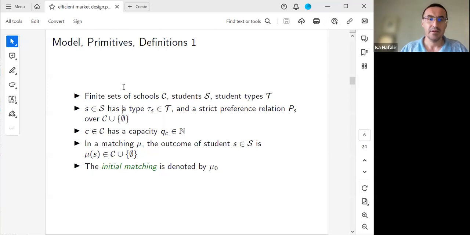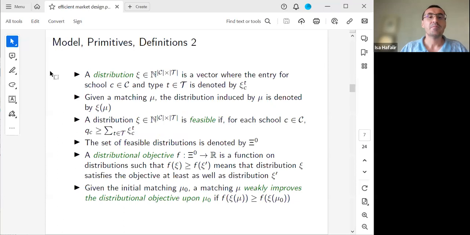All right. What's a distribution? A distribution is denoted by xi. Xi is a vector where xi_tc denotes the number of students of type t who are assigned to school c. Given a matching mu, the distribution induced by mu is denoted by xi mu. And we say that the distribution is feasible if the total number of students assigned to school c is not greater than the quota of school c. The set of feasible distributions is denoted by capital Xi0.